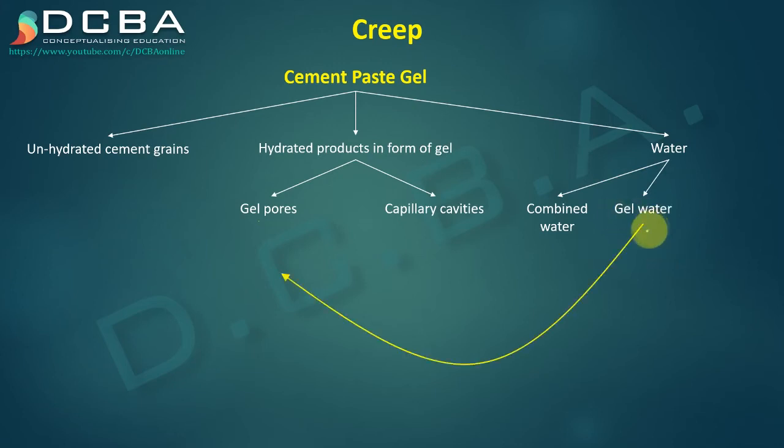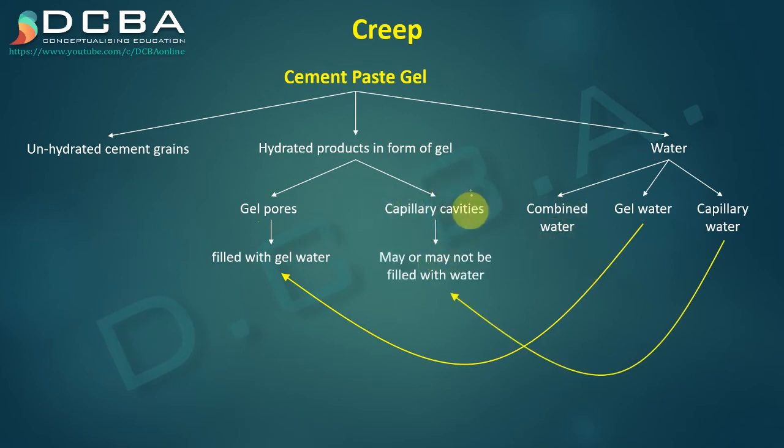Second, we have gel water. This gel water is present in the gel pores. So these gel pores are basically filled with the gel water. And third, we have capillary water. Now these capillary cavities, which are basically voids, they may or may not be filled with water. The ones which are filled with water, that water is called as the capillary water. So in water, what we can understand is that combined water cannot be separated, but the gel water which is mixed with the gel pores, that can be taken out, and the capillary water which is there in the voids, that can also be taken out.